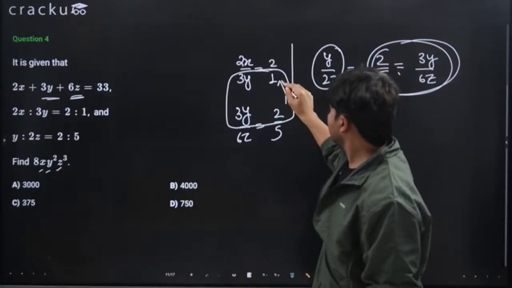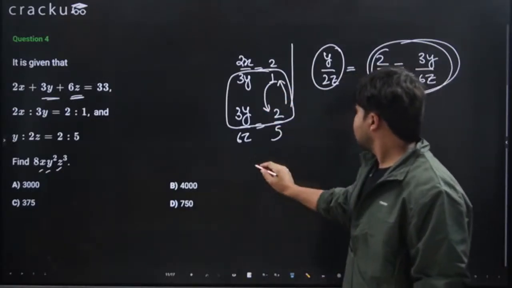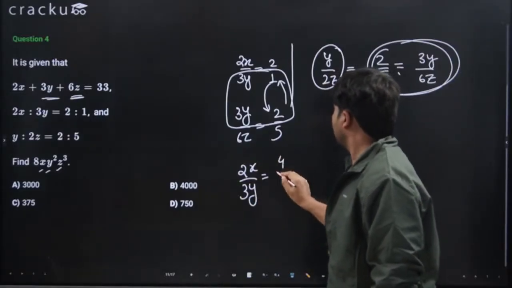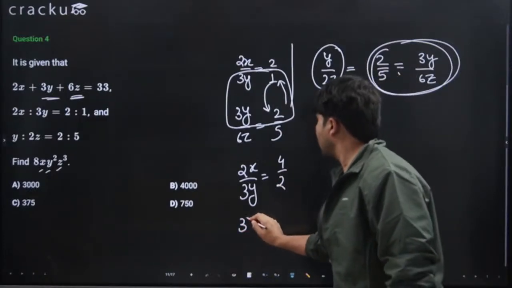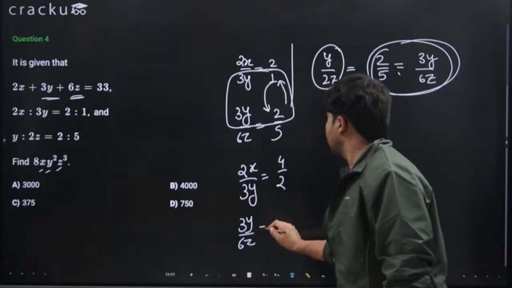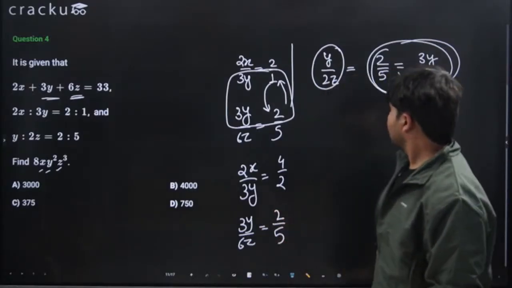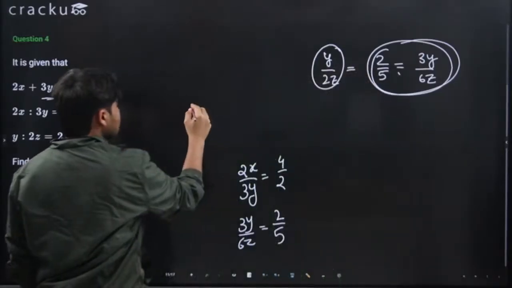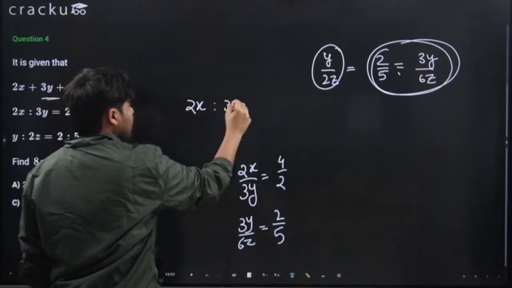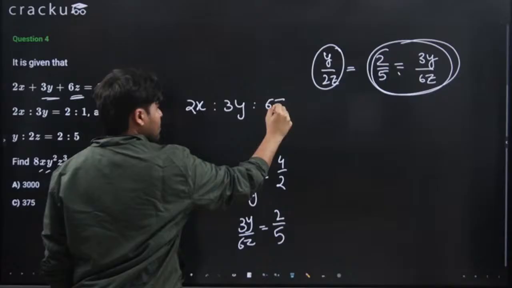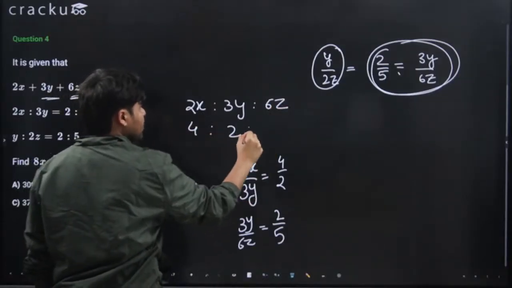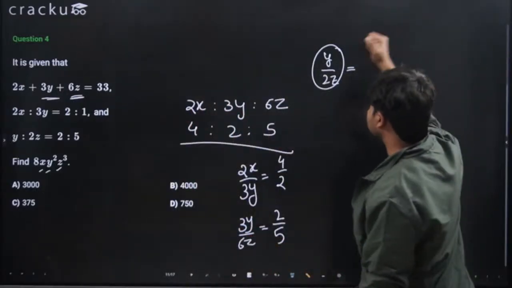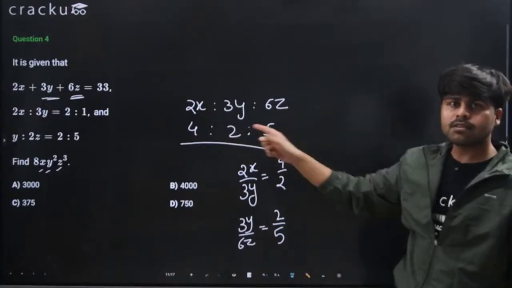So we can multiply this by 2, we can multiply this by 1. This will be 2x over 3y is equal to 4 over 2. And 3y upon 6z will be equal to 2 over 5. Such that, let me erase this, such that 2x ratio 3y ratio 6z is nothing but 4 ratio 2 ratio 5. And that's it. We've gotten the first values. So the first step that we needed to complete, we reached there. This was the first step.